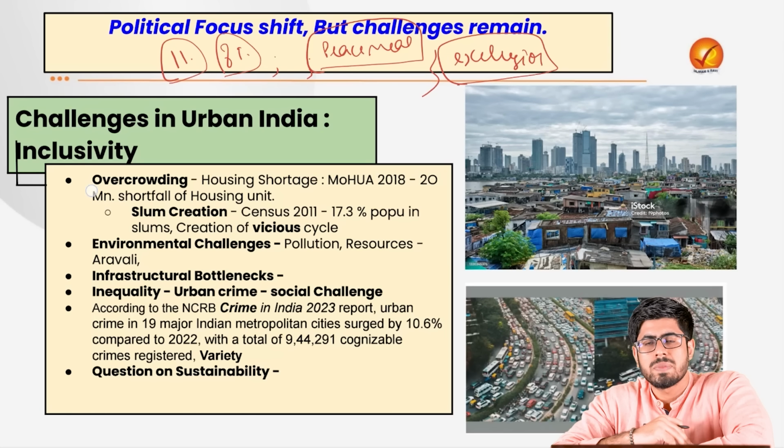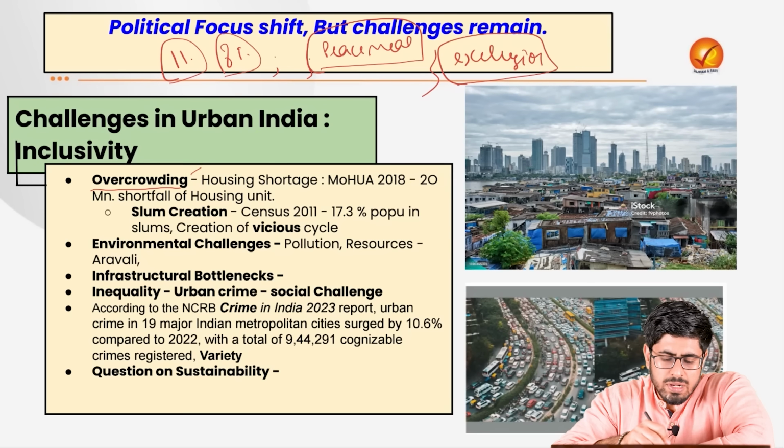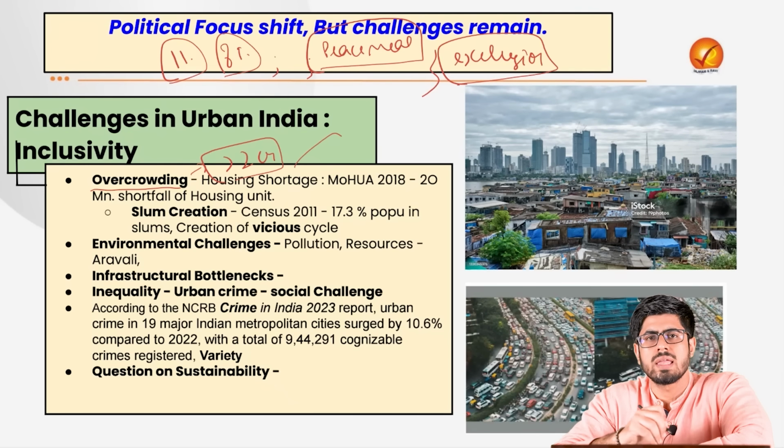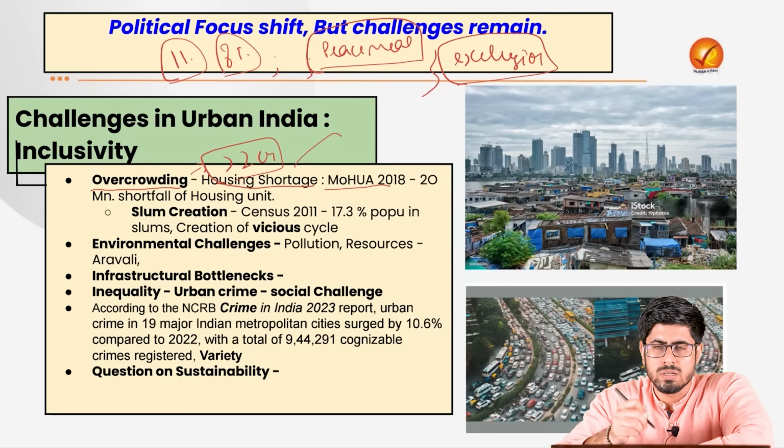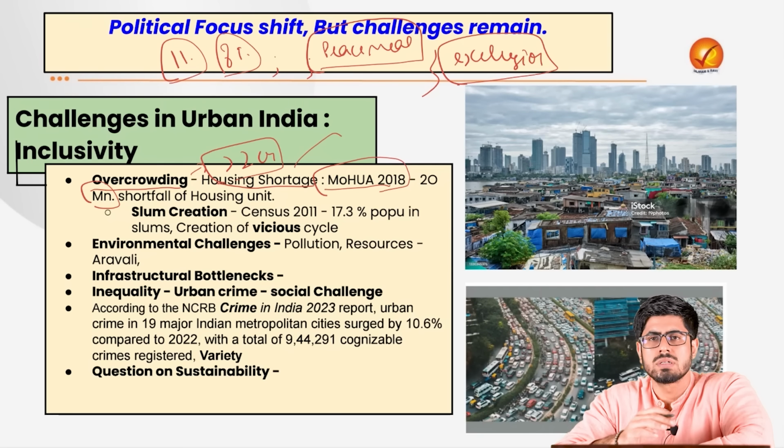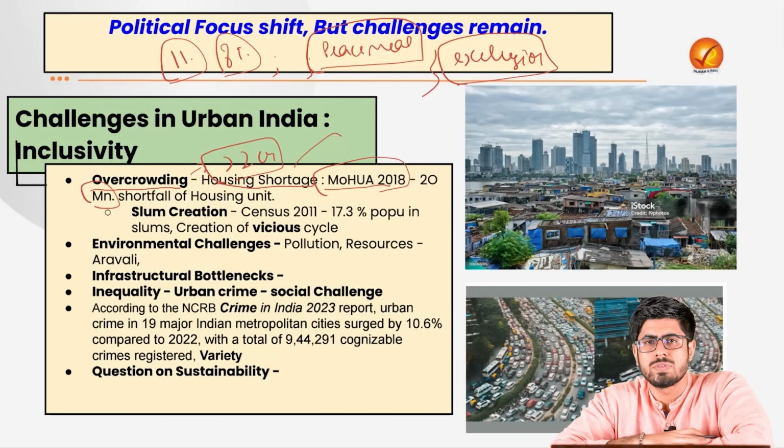Why is it happening? Because if you see the challenges in the urban areas, the first challenge is overcrowding. Cities are being filled with people. If you see Delhi, the population has crossed more than 2 crore, and it has grown at such a high and rapid pace that people are not finding enough space to live. There is a housing shortage as per the MoHUA report, which is the Ministry of Housing and Urban Affairs report of 2018. At least 20 million units more are required in the urban areas of India.